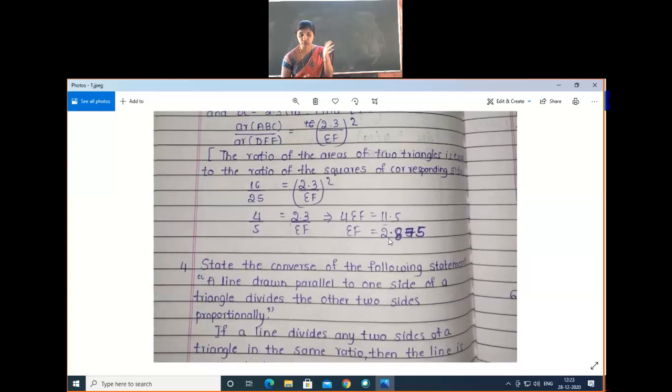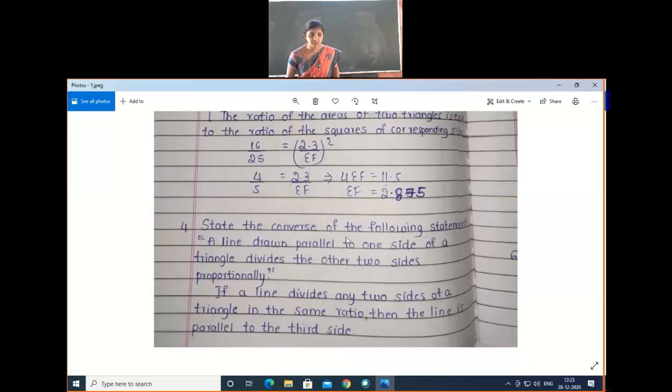See students, this is also a 1 mark question only. You have to calculate this quickly in the examination, because for a 1 mark question you cannot take much time. In 1 minute only you have to finish a 1 mark question. Got the idea of this question, students?